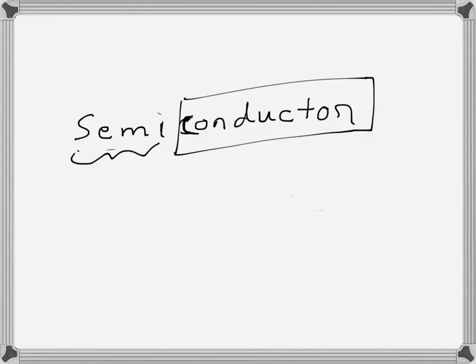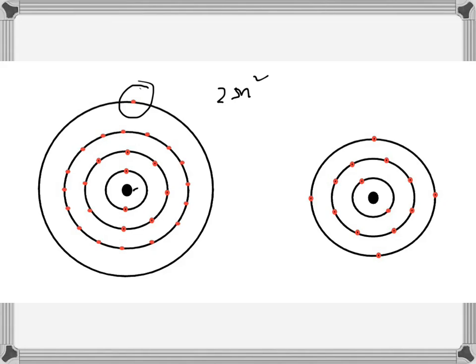A good, well-known conductor is copper, and in one copper atom there are 29 electrons. If we look at a copper atom, the first orbit has 2 electrons. Going by the formula 2n squared, the first orbit has 2, the second orbit has 8, and the third has 18, because 3 squared is 9, times 2 is 18, and the last one just 1.